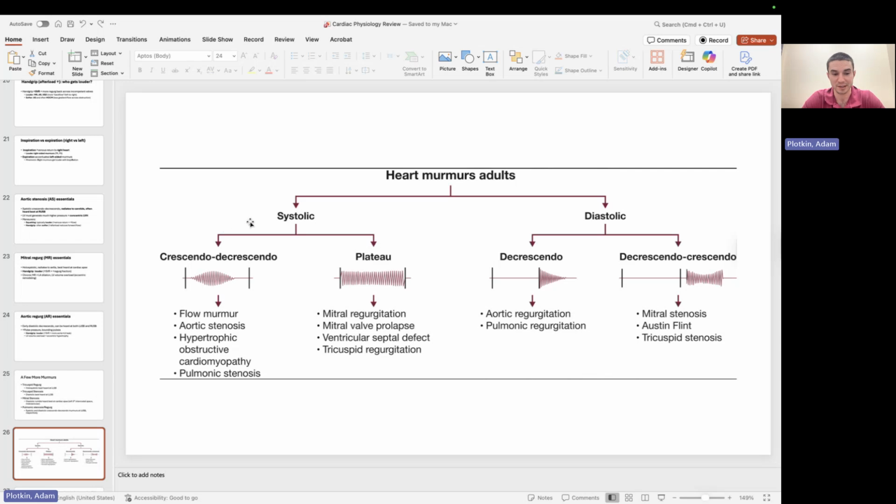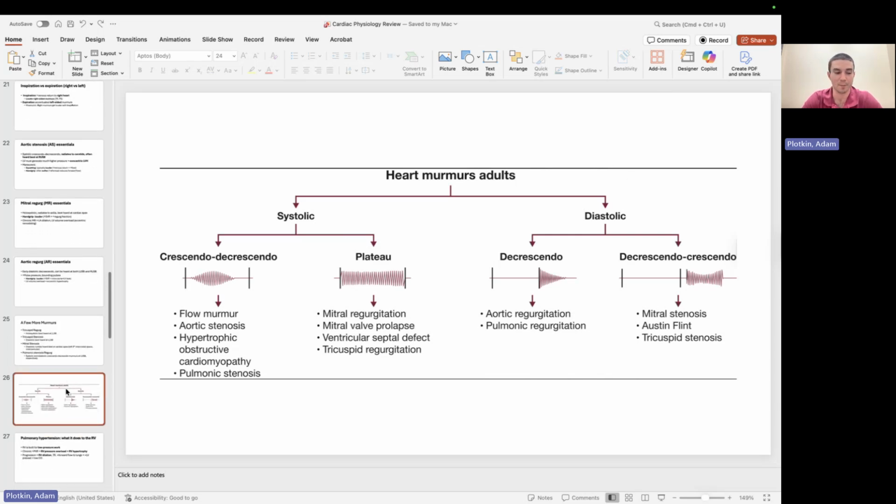And then you can decide, okay, is this crescendo, decrescendo? Does it get louder then softer? Or is it a plateau or holosystolic, right? Does it stay the same level? Diastolic is a decrescendo, right? It starts loud and then gets softer. Or is it decrescendo, crescendo? It starts loud, soft, and then finishes loud. So that's a good framework for you guys to think through, like I like to do for all my stuff.